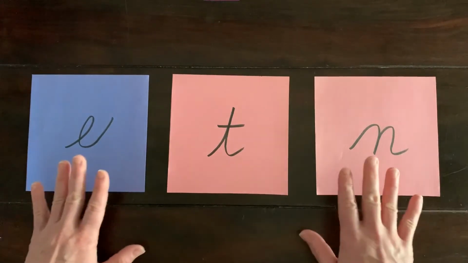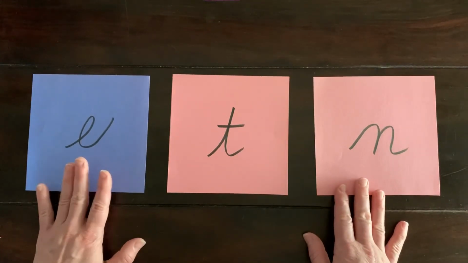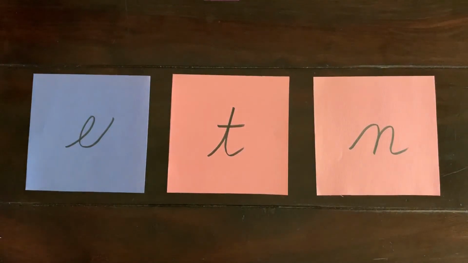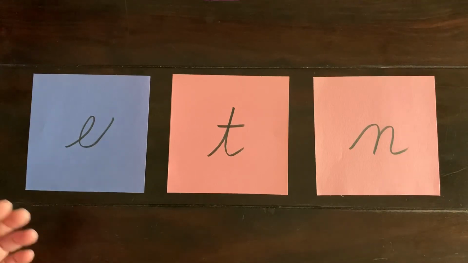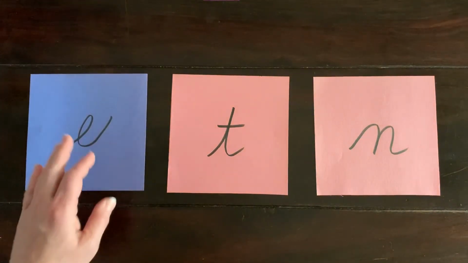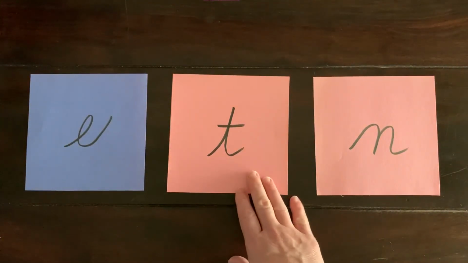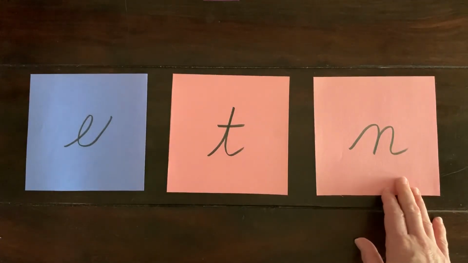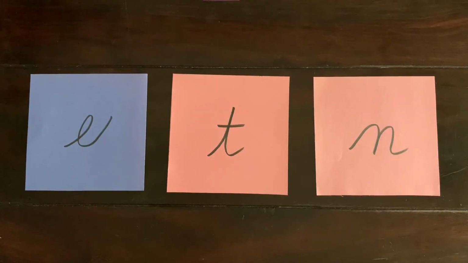Try that with your own handmade sandpaper letters, or try it with different objects or things in your house. Let's say you want to try different kinds of spoons where you want them to remember this is a ladle, this is a serving spoon, this is a teaspoon. And it's just a great way to make a fun game for kids to learn new vocabulary.